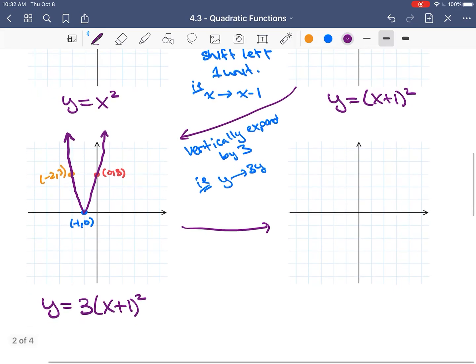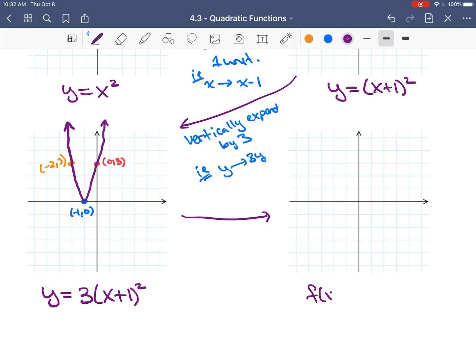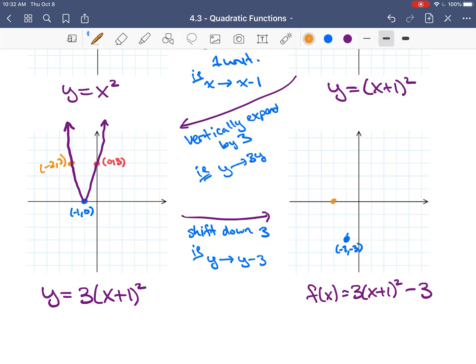And now we just have to subtract the 3. So this is our final version. So here we shift down 3. That means our y value is going to be replaced with y minus 3. So negative 1, 0 is now going to be at negative 1, negative 3. Negative 2, 3 is going to be at negative 2, 0.